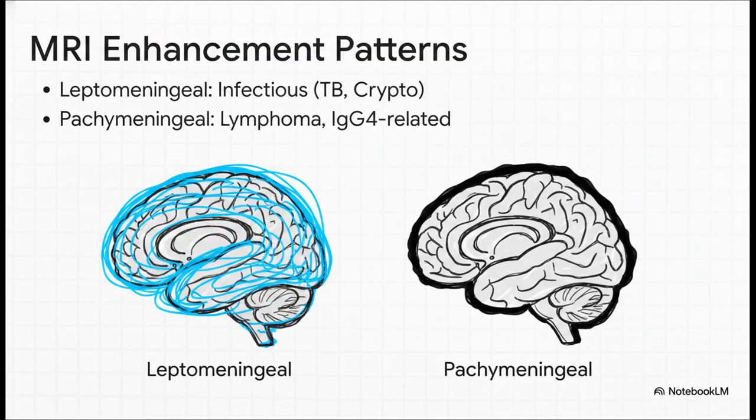Let's talk imaging really quick. If you have to guess the etiology just based on an MRI, look at how the meninges are enhancing. Leptomeningeal enhancement, meaning it's tracking deep into the sulci or pooling at the basal cisterns, heavily favors an infection like TB or Cryptococcus. But pachymeningeal enhancement, that's a thick, chunky rind along the dura that doesn't go into the sulci, that points you straight to lymphomatous meningitis or an IgG4-related disease.